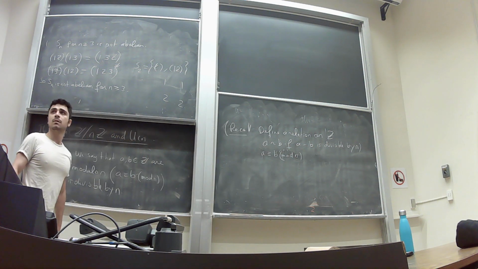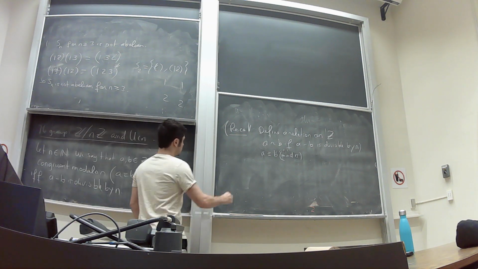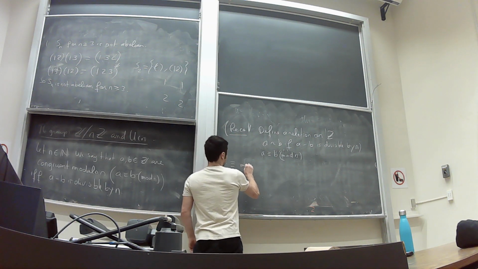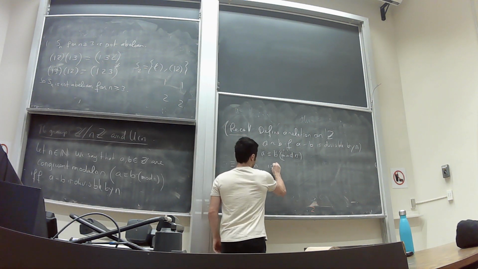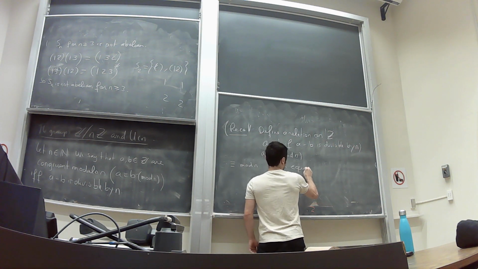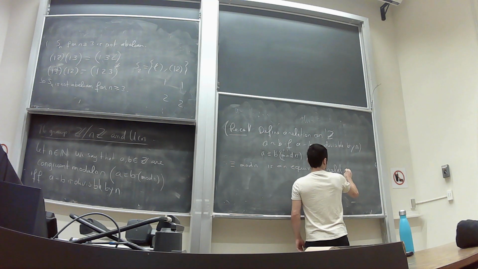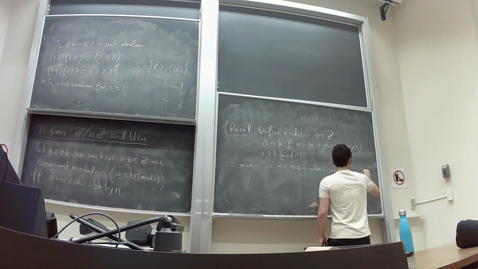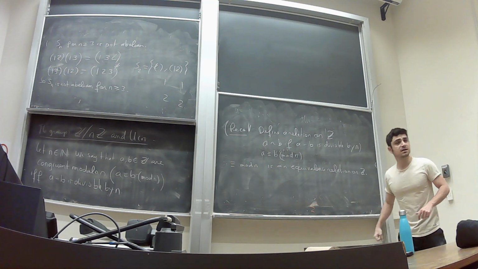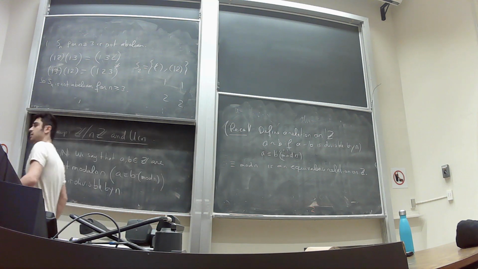Great. So congruence mod n is an equivalence relation on Z. Should I prove this again, or is it okay? I think it's okay.